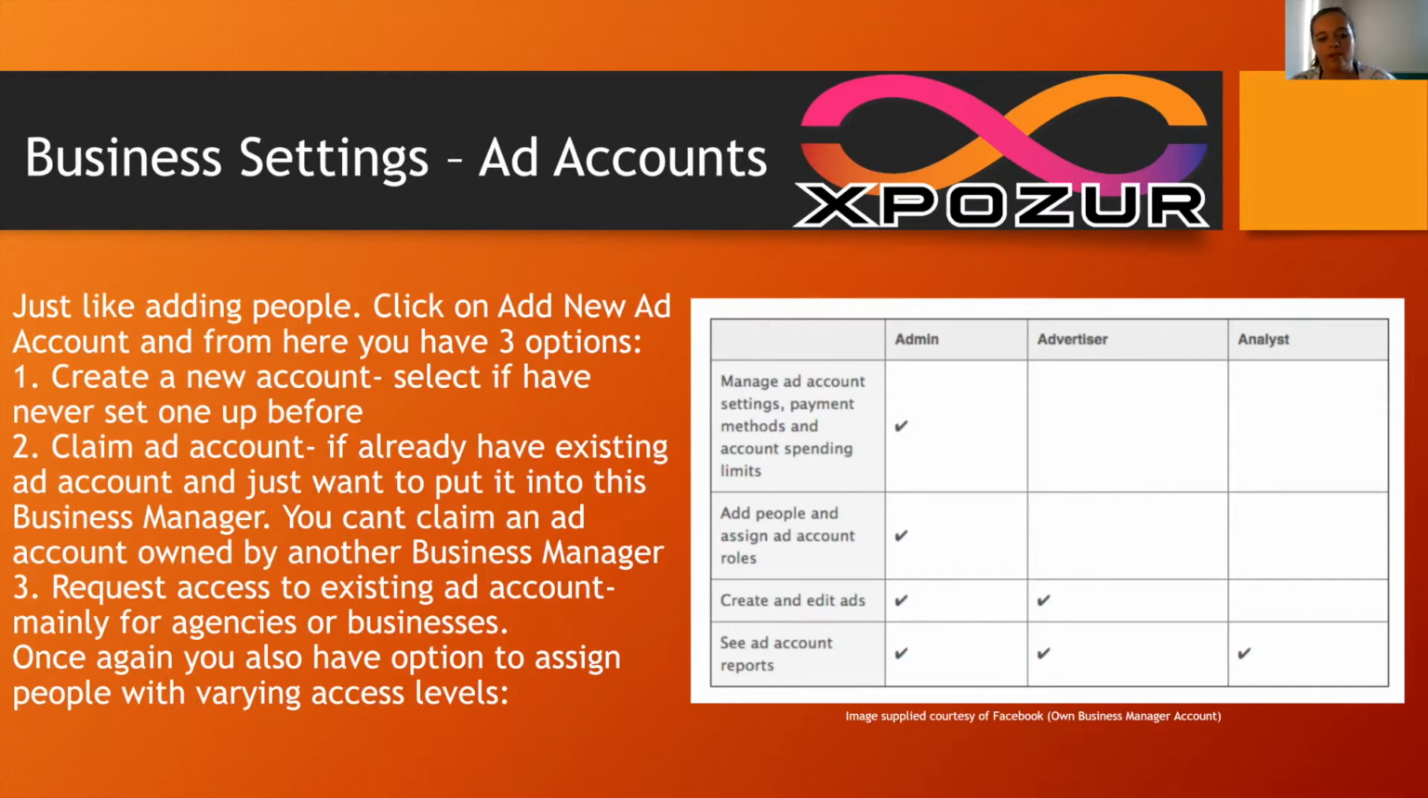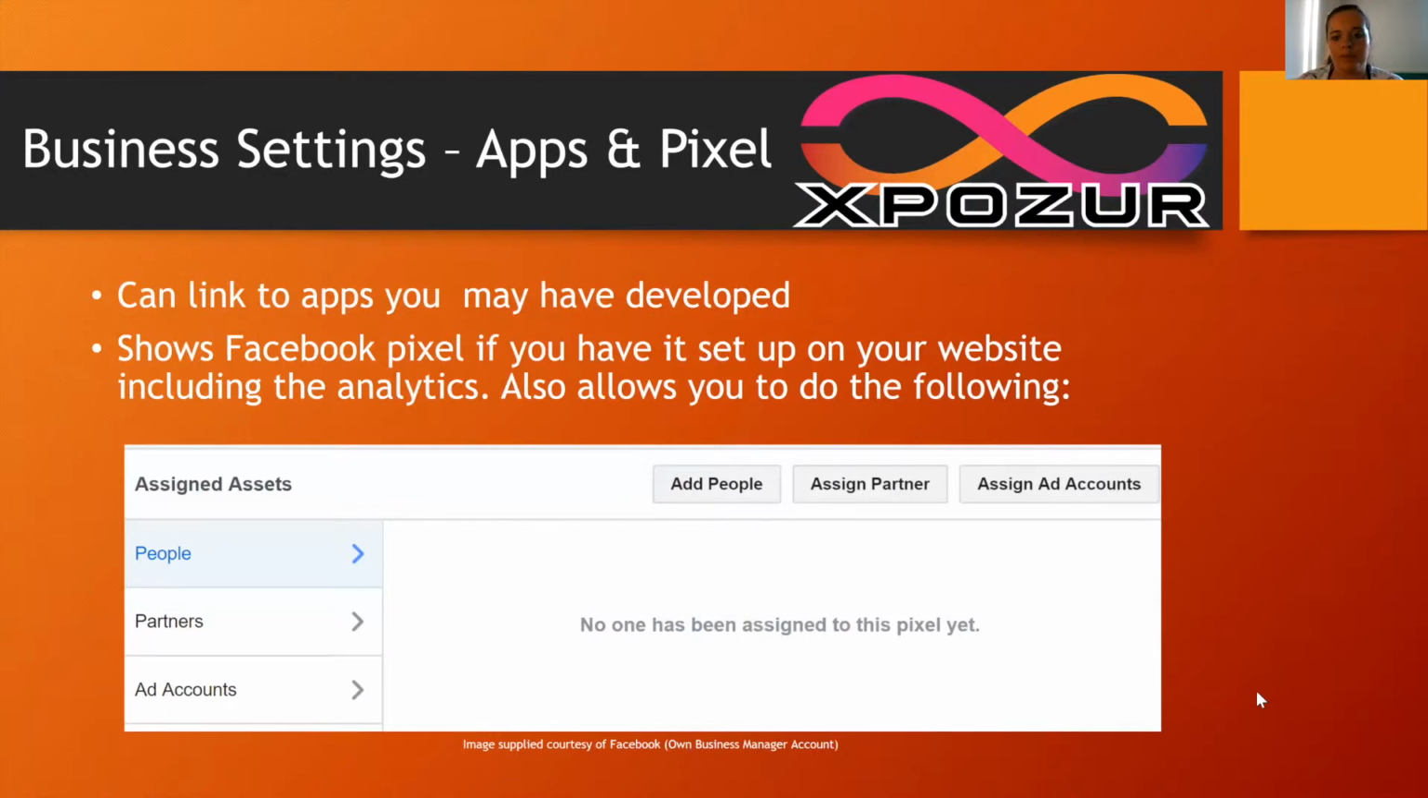And then you can request access to existing ad accounts, which is mainly for agencies or businesses. And then you can assign them again with different levels of access. So apps just links to apps you may have developed, and Pixel is what you have set up on your website. Those of you that already have it probably already use it for targeting, but you can, through Facebook ads, then target people that have visited your website, and it gives you a lot more interaction to use, and sometimes more warm leads as well. And you can also assign people and partners and ad accounts here as well.